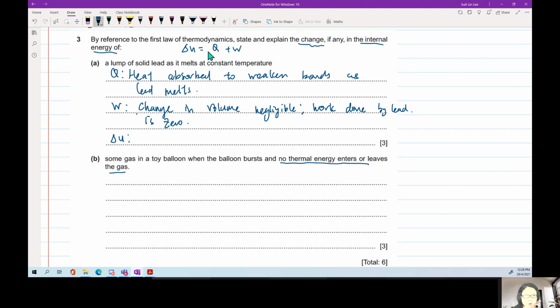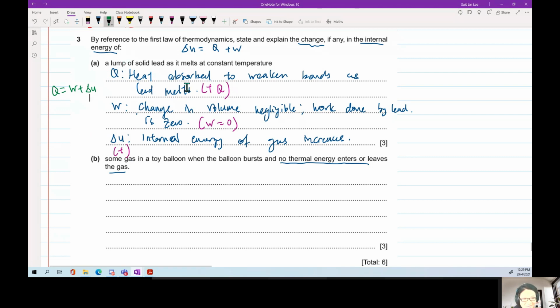So if Q is positive and W is 0, what happens to your delta U? Positive also. So because of this, internal energy increases. Q is equal to W plus delta U. Normally if I'm a student, I will write like this first and then erase this part, it's pencil. You leave it here, it doesn't matter.